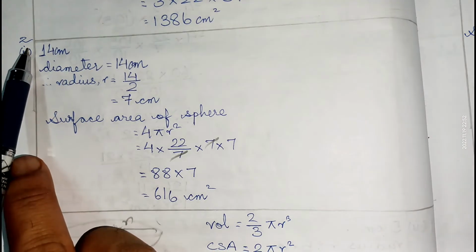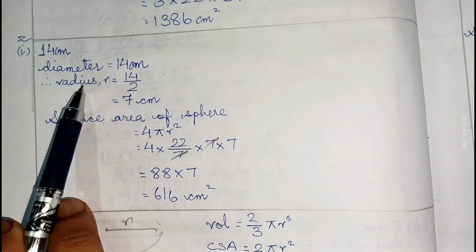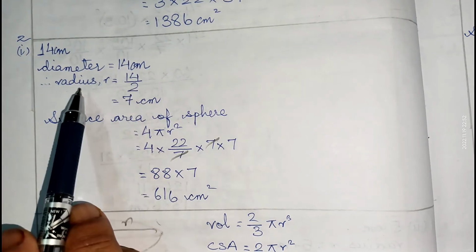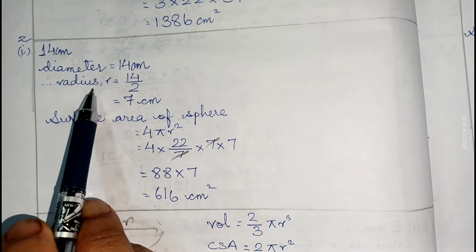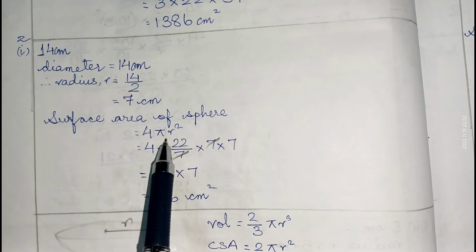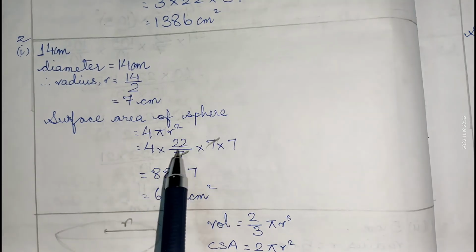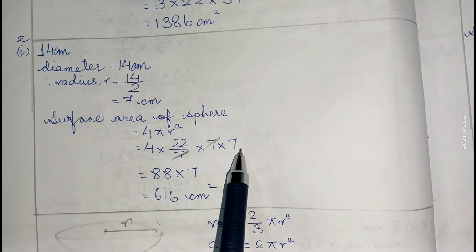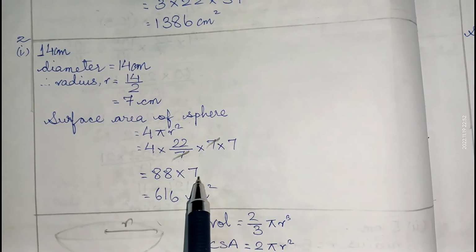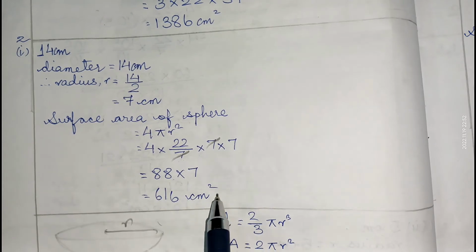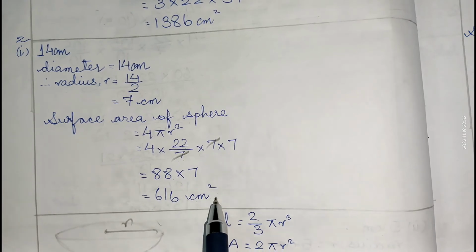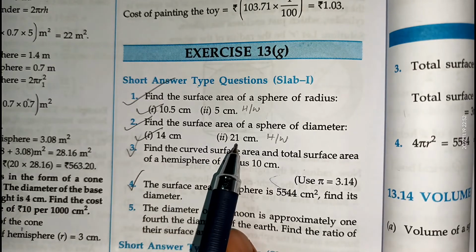In first part of question number 2, it is given to find the surface area of a sphere whose diameter is 14 cm. Since diameter is 14 cm and radius is half of diameter, it will be 14 by 2, 7 cm. Therefore, surface area of the sphere is 4 pi r square. So it will be 4 into 22 by 7 into 7 into 7. 7 we can cancel, so it will be 4 into 22, 88 into 7, which will give 616 centimeter square. Therefore, surface area of the sphere is 616 centimeter square.